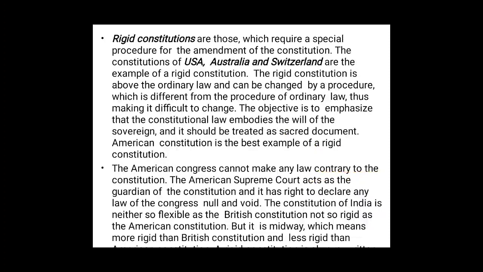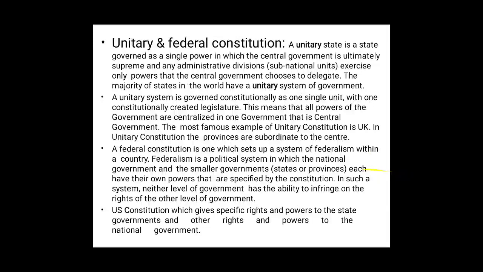The American Congress cannot make any law contrary to the Constitution. The American Supreme Court acts as the guardian of the Constitution and it has the right to declare any law of Congress null and void. Constitution of India is neither as flexible as the British Constitution nor as rigid as the American Constitution, but it is a midway, which means more rigid than the British constitution and less rigid than others.